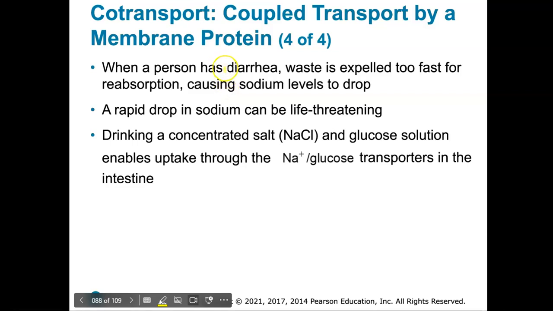So when a person has diarrhea or does a lot of vomiting and loses a lot of body fluids, their sodium levels can drop so fast that it's life-threatening. There's a disease called cholera, which is basically diarrhea. You just have so much diarrhea that you die.